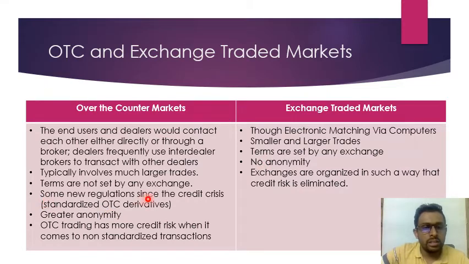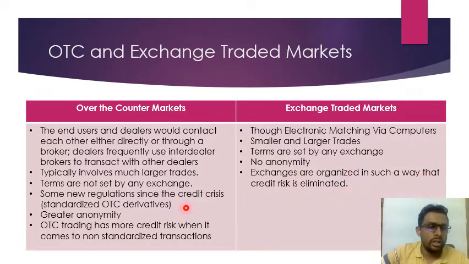A new regulation since the credit crisis of 2008 has come. Since then there have been new regulations in this OTC market. Anonymity is greater on exchanges. In OTC, no anonymity is there. Anybody can know who is trading with whom. OTC trading has more credit risk when it comes to non-standardized transactions. Exchanges are organized in a way that credit risk is eliminated.